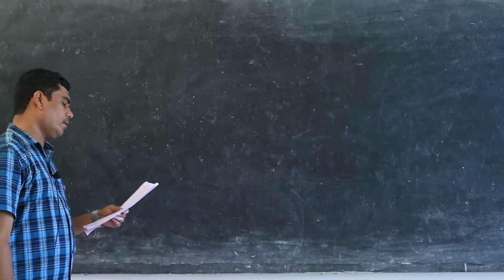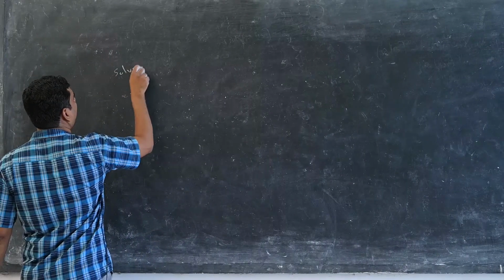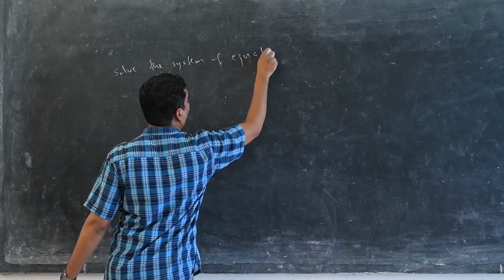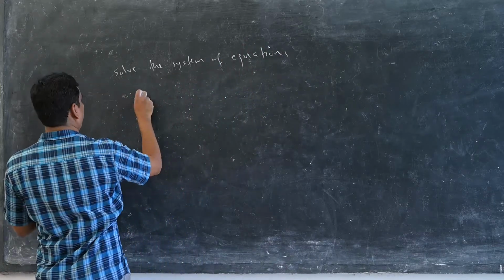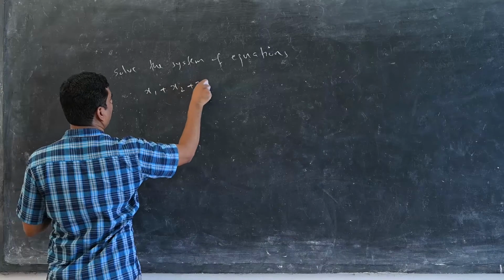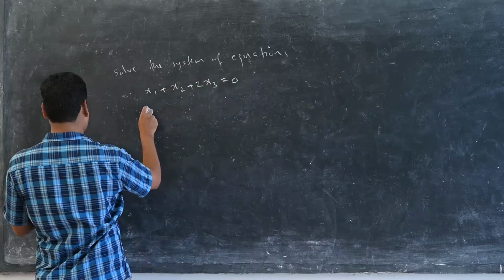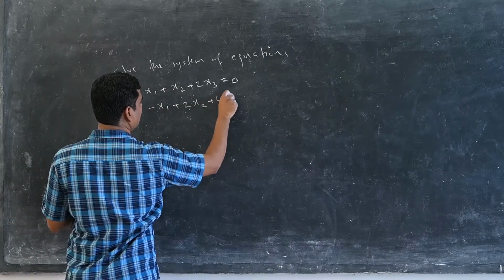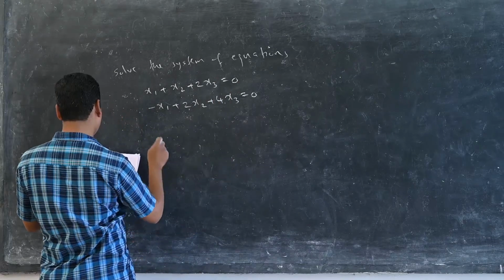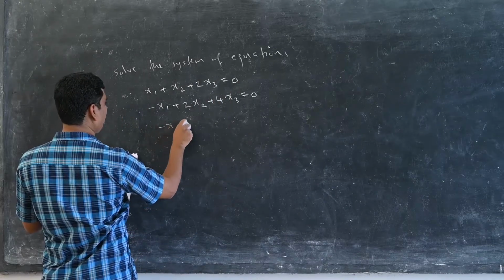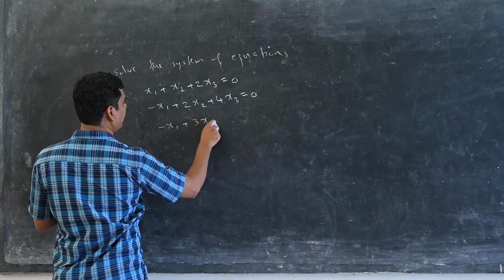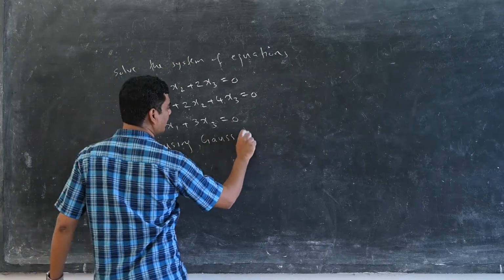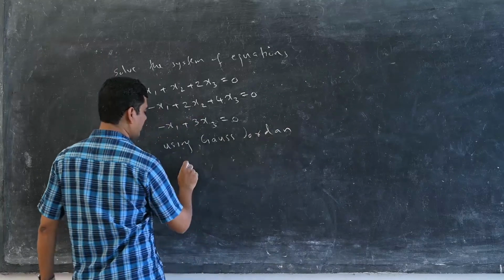Example: solve the system of equations x1 plus x2 plus 2x3 is equal to 0, minus x1 plus 2x2 plus 4x3 is equal to 0, minus x1 plus 3x3 is equal to 0, using Gauss-Jordan elimination.